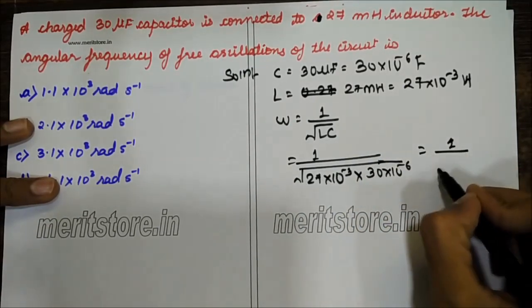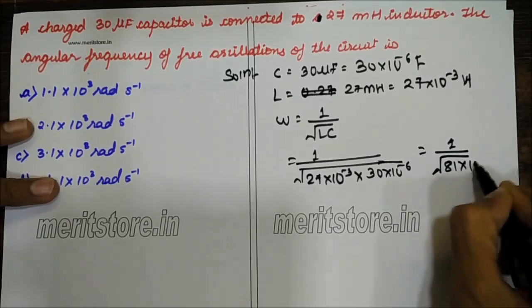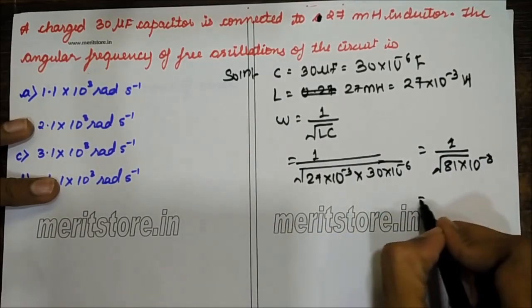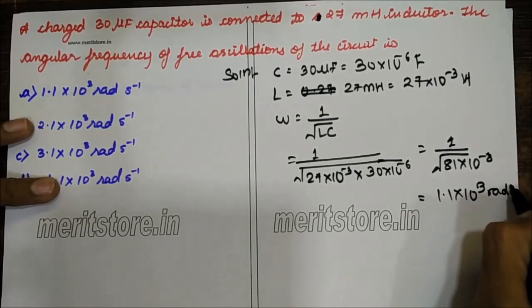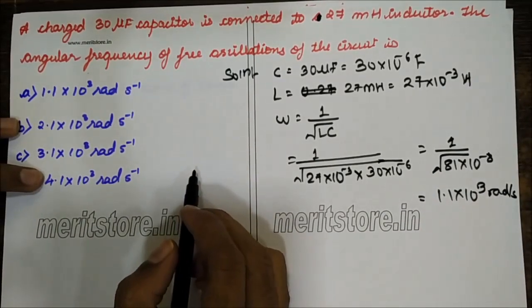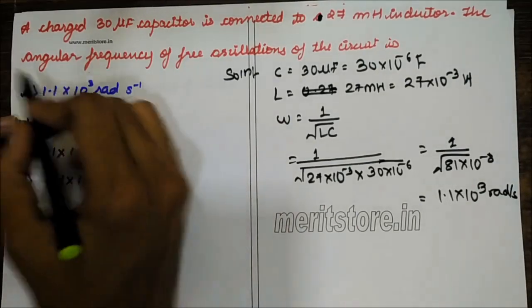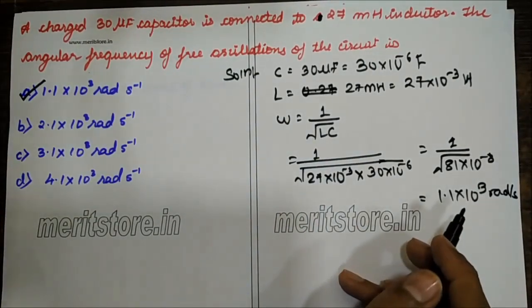That gives you the value of 1 upon under root 81 into 10 raised to minus 8. On solving this, you get the value of 1.1 into 10 raised to 3 radians per second. Okay, so the correct option is 1.1 into 10 raised to 3 radians per second. That is option number A.